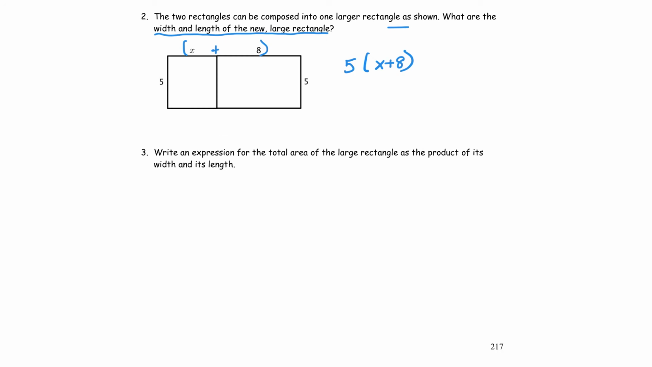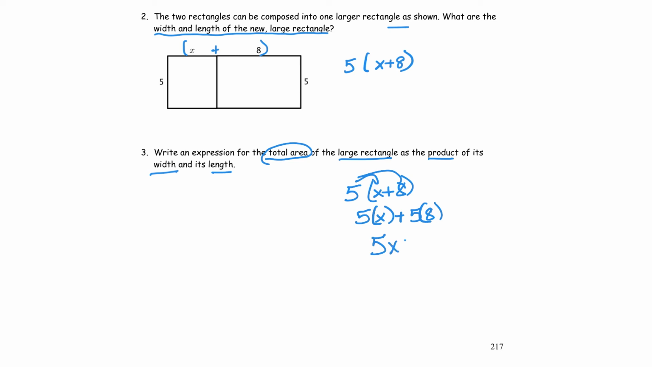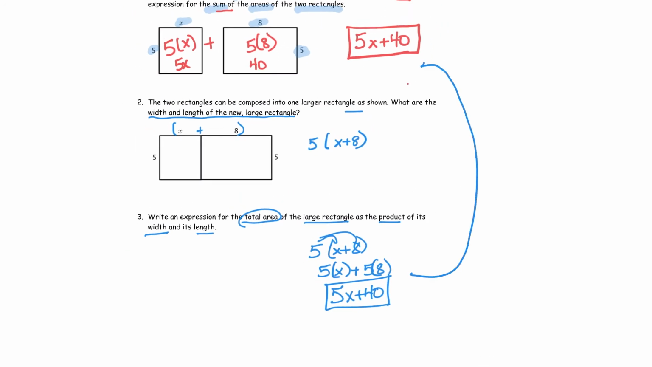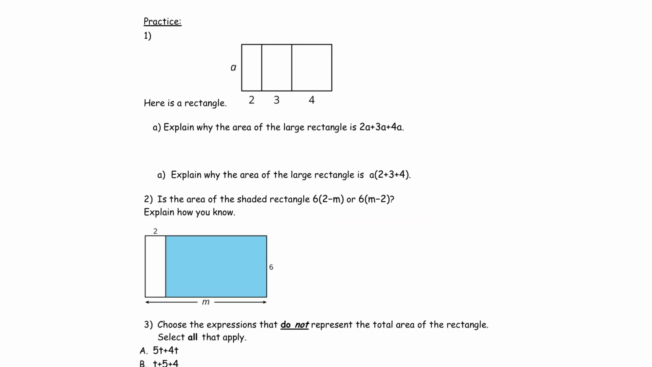Number 3 says write an expression for the total area of the large rectangle as the product of its width and length. So all they want you to do for number 3 is apply the distributive property, and it would look like this. We would make it 5 times x plus 5 times 8. Final answer is 5x plus 40, which is the same as when they were separately apart at the top. And we just basically proved that they are equivalent. Okay, that's it for that page.